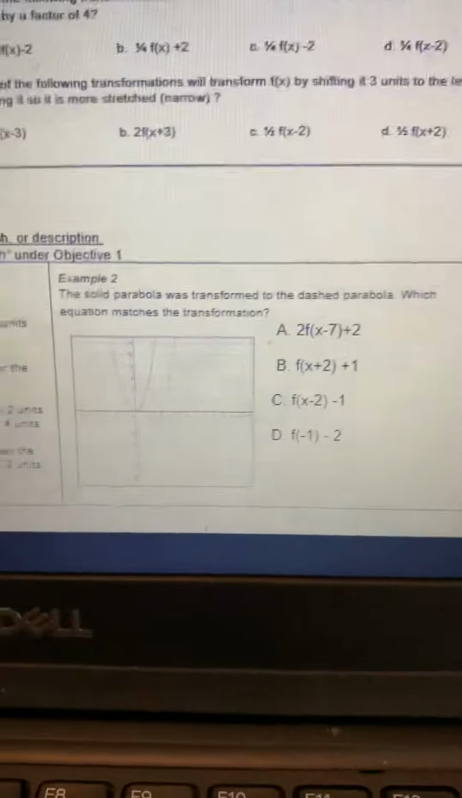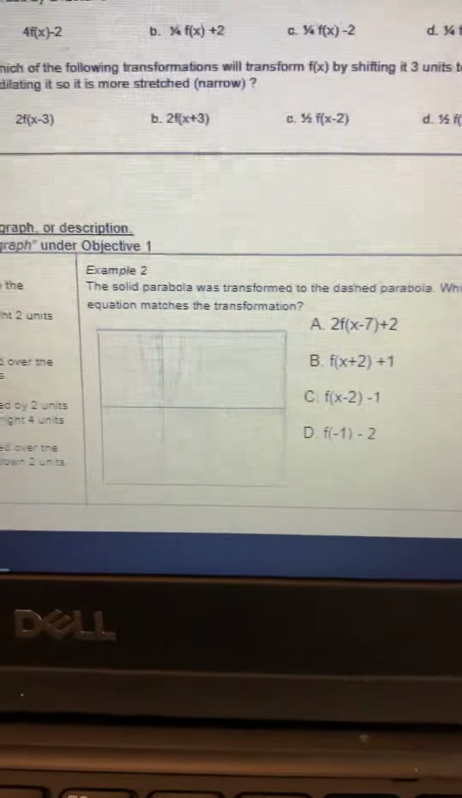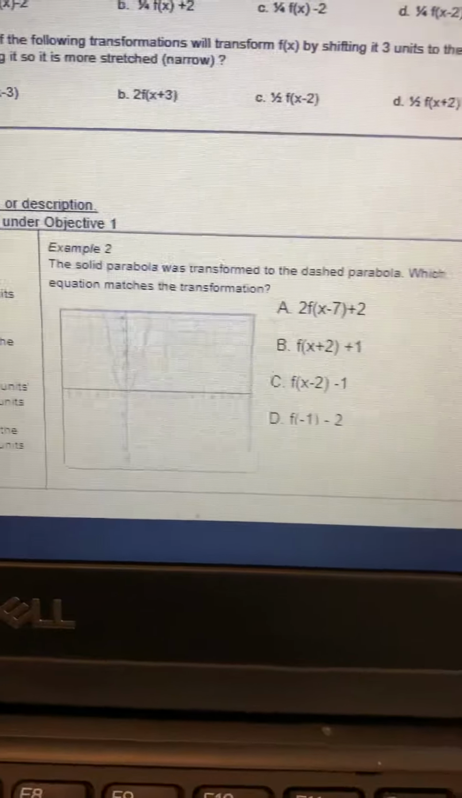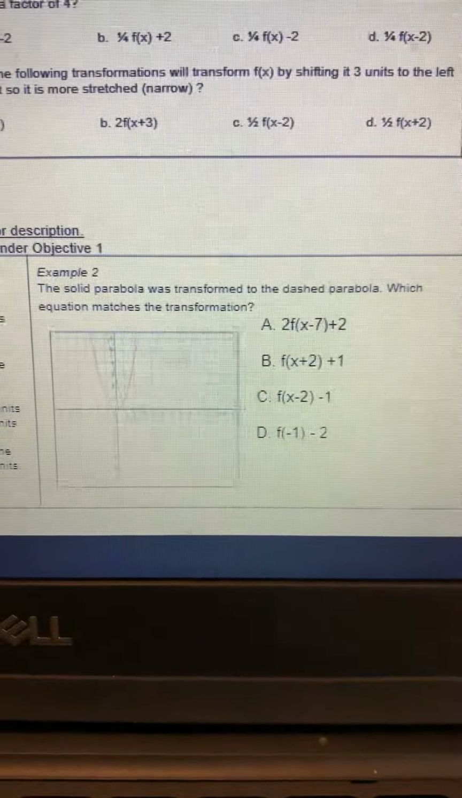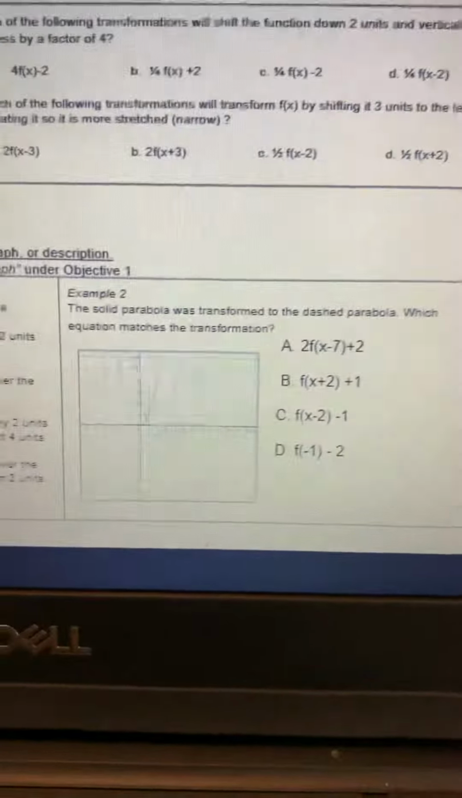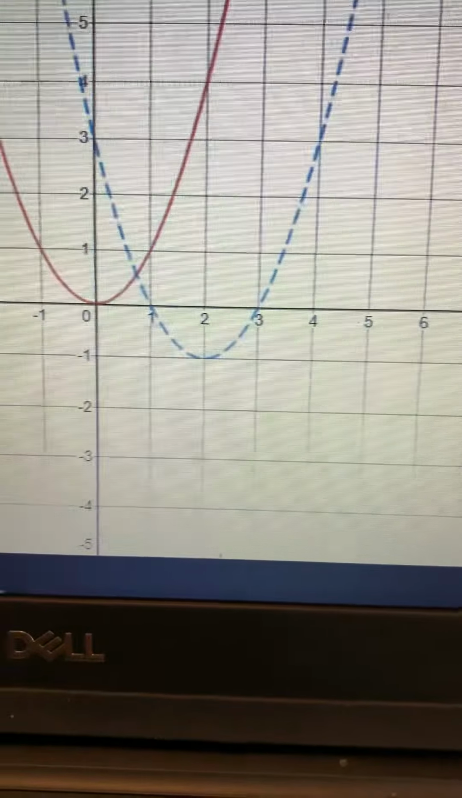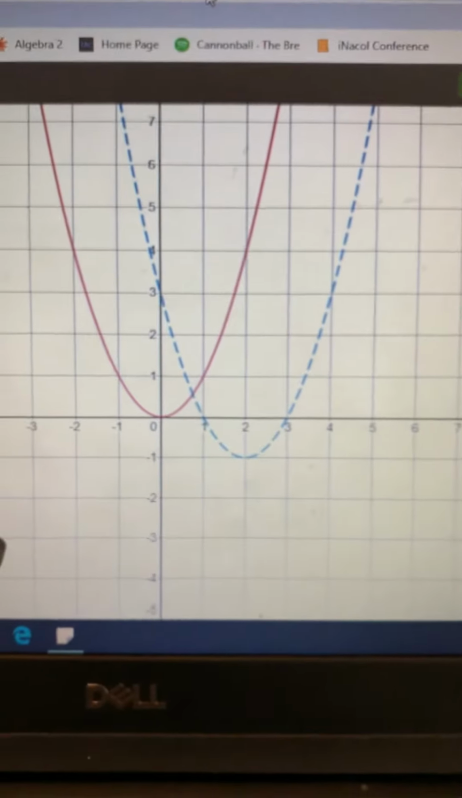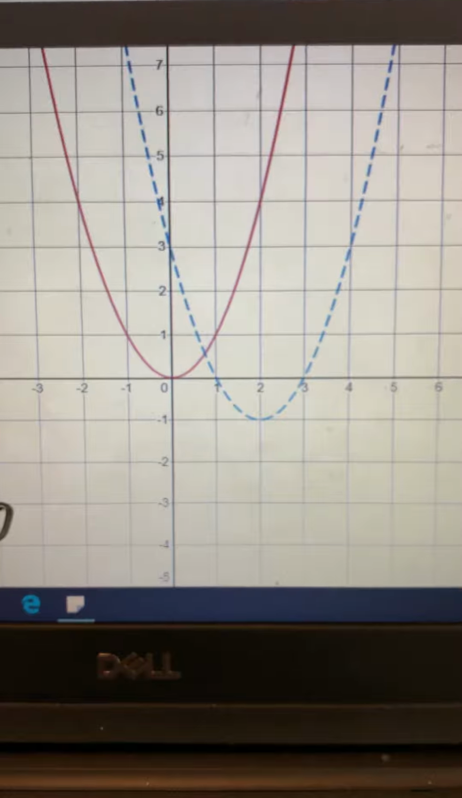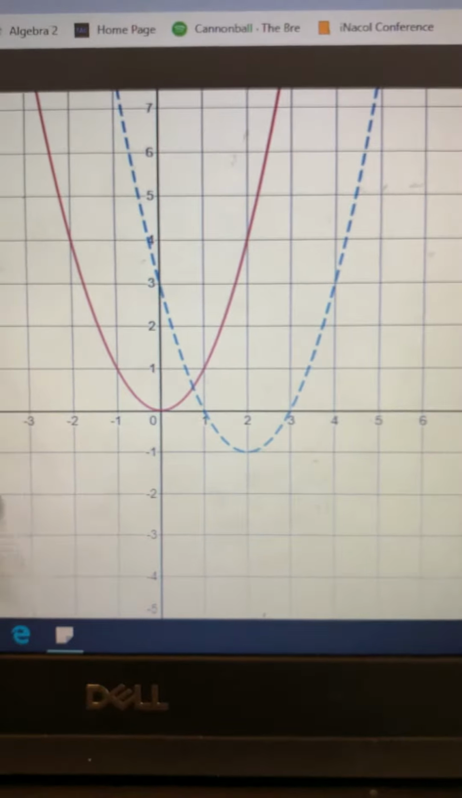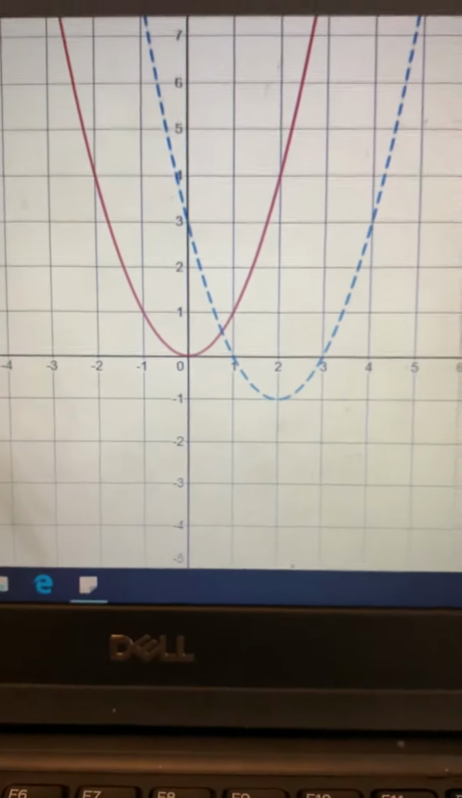Let's look at example 2, which is giving us a graph still, but it's saying, I want you to put it into an equation for what's being transformed. So again, I'm gonna go to Desmos and make it a little bit bigger. But here I have my parent graph in red, and then I have my transformation in blue.